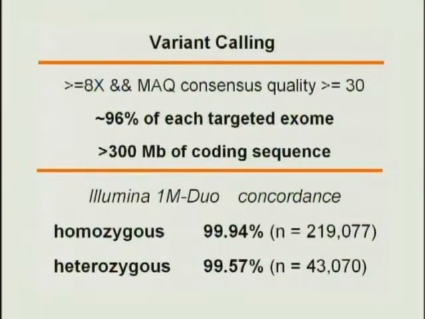So the way that we quality control is to compare these data to data obtained by genotyping on an Illumina 1 million feature genotyping array, and we get very good concordance. So we know that our calls are quite accurate.